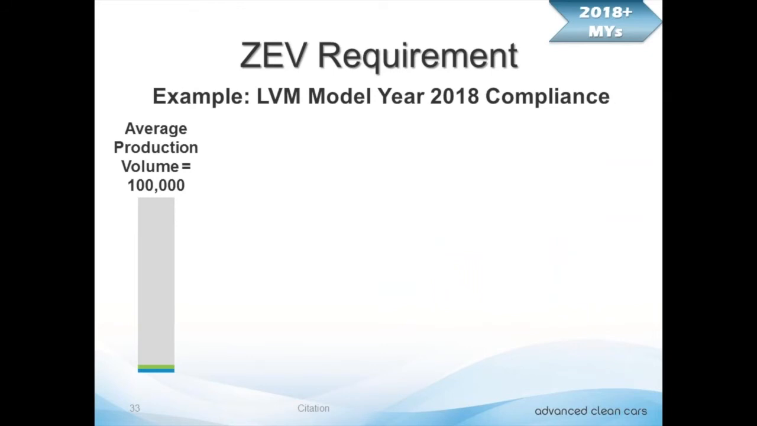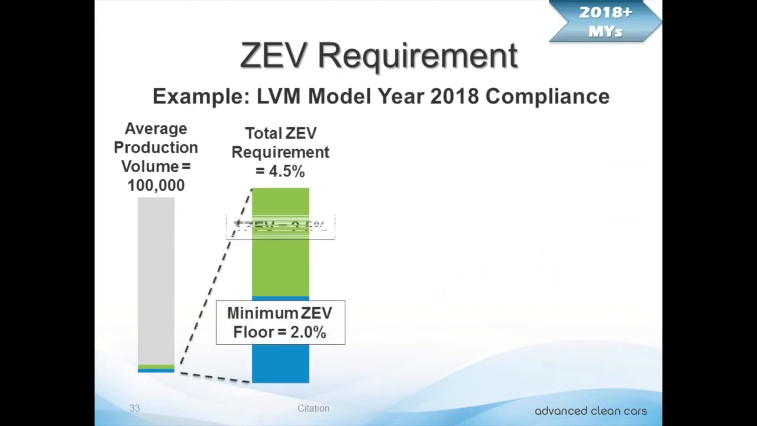In this example, we have a large volume manufacturer with an annual average production volume of 100,000 vehicles for model year 2018. The total ZEV percentage credit requirement for model year 2018 is 4.5%, of which 2% must be met with ZEV credits and 2.5% may be met with credits from TZEVs.